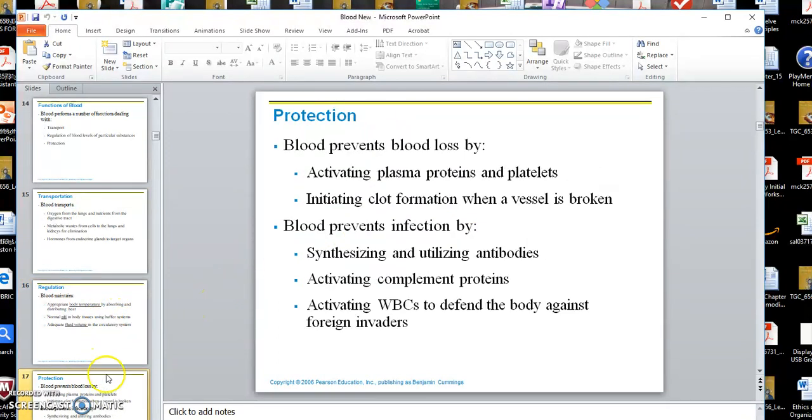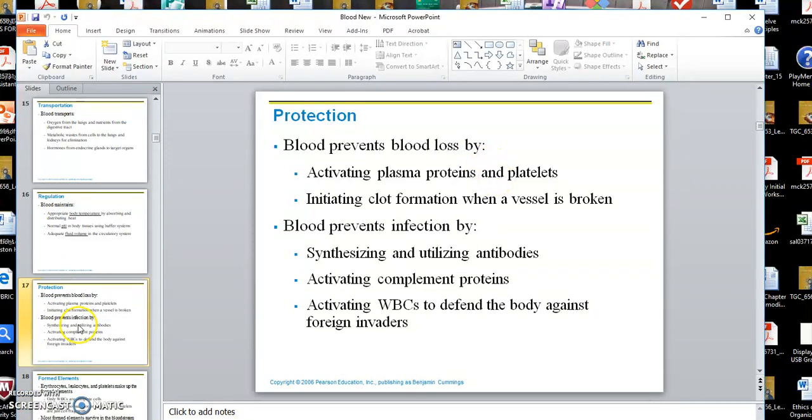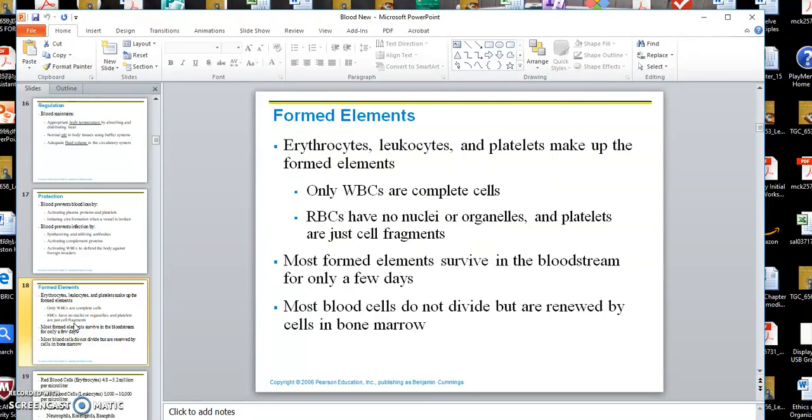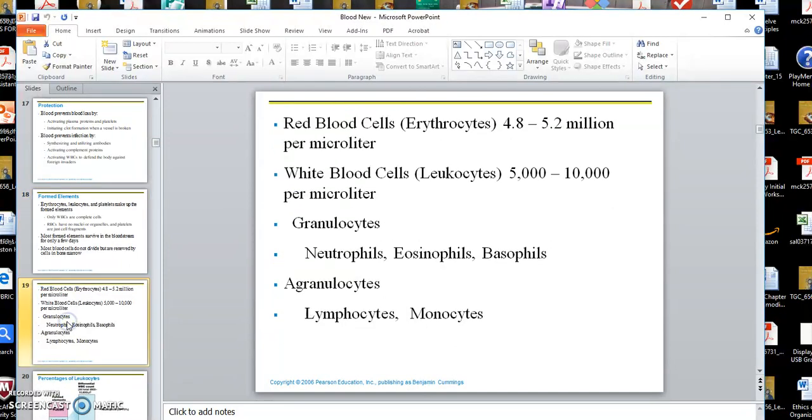Regulation, primarily, again, body temperature and pH. Protection primarily has to do with hemostasis, which means to stop bleeding, and also the immune function of the blood. Here are the formed elements, again, red blood cells, white blood cells, and the platelets, which you can read on.